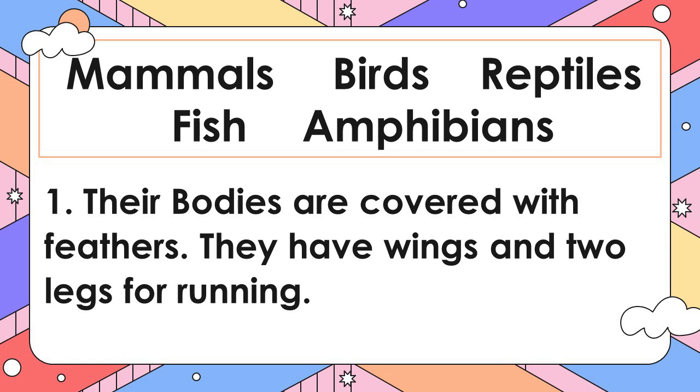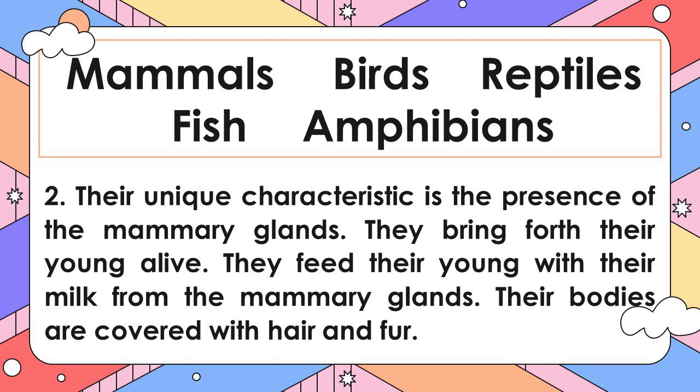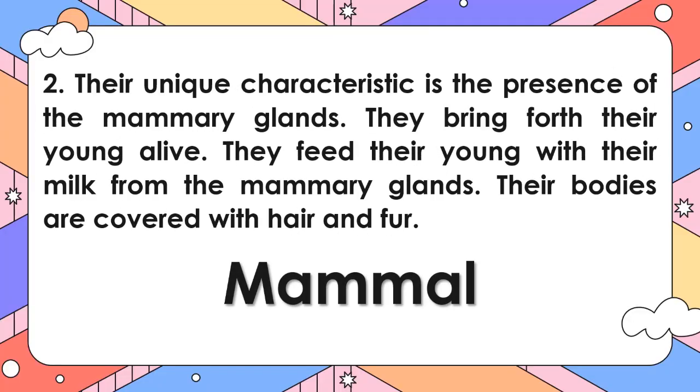Number 1. Their bodies are covered with feathers. They have wings and 2 legs for running. The correct answer is birds. Number 2. Their unique characteristic is the presence of mammary glands. They bring forth their young alive. They feed their young with their milk from their mammary glands. Their bodies are covered with hair and fur. The correct answer is mammal.